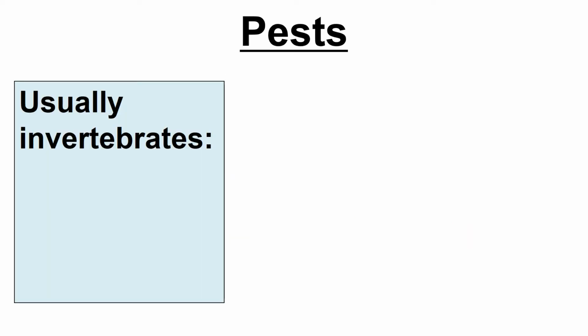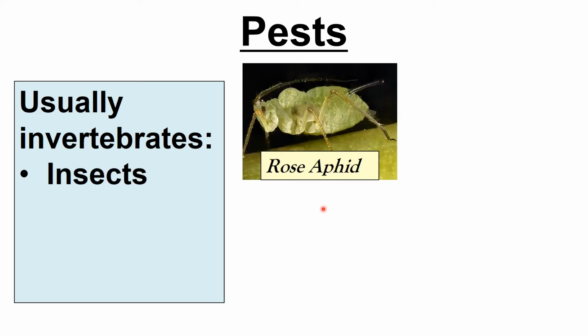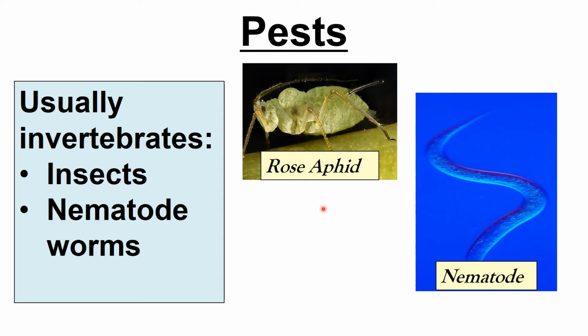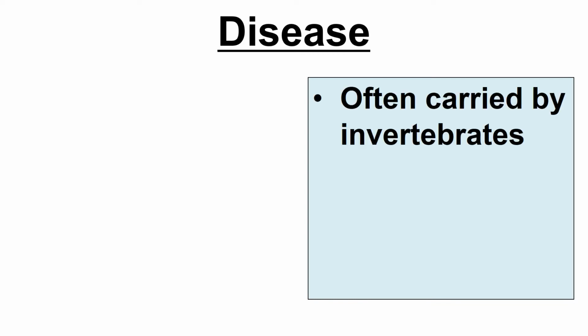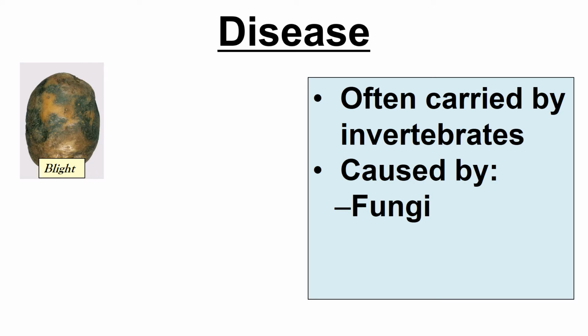So moving on to our second threat to crop productivity, and that is pests. These are usually invertebrates, so insects, for example rose aphid, nematode worms is another one, and also mollusks like snails. I didn't mention there that pests basically eat your crop, so it's not available for humans to eat.